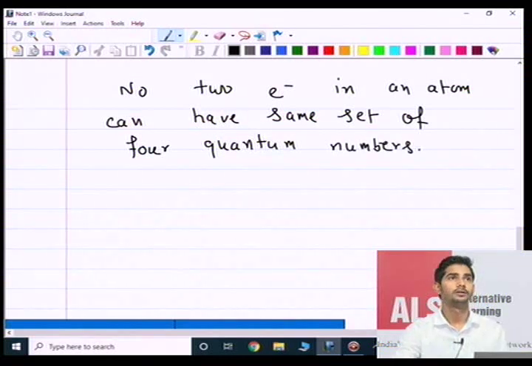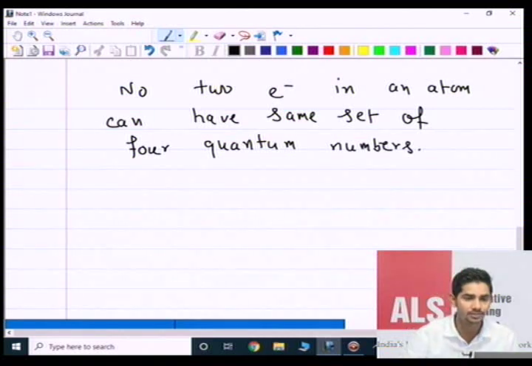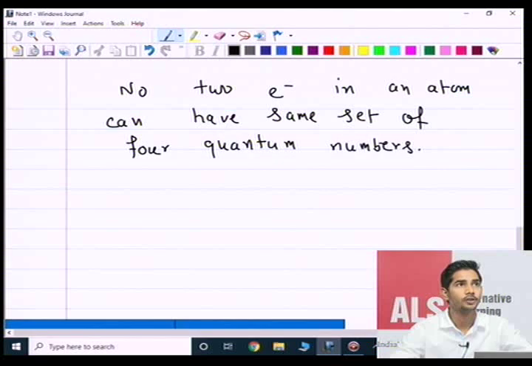Guys, is it clear to you? Is this explanation clear to you? Do you need some more explanation on this one? You have to just focus that whenever we talk about the atomic orbitals in an atom, 4 quantum numbers can never be the same. Spin will always be different. Okay? Any doubt in this one? Is it clear to you?